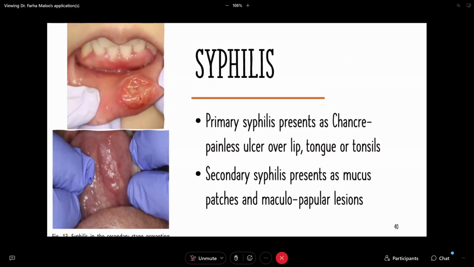Syphilis is caused by the bacteria Treponema pallidum. The primary syphilis will present as a chancre, or a painless ulcer, generally over the lip, the tongue, or the tonsils. But secondary syphilis has another presentation. It will present as mucous patches and maculopapular lesions which are coalescing with each other.